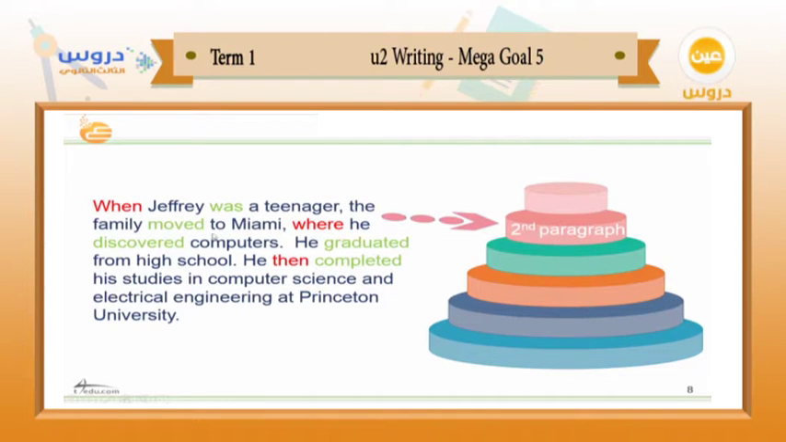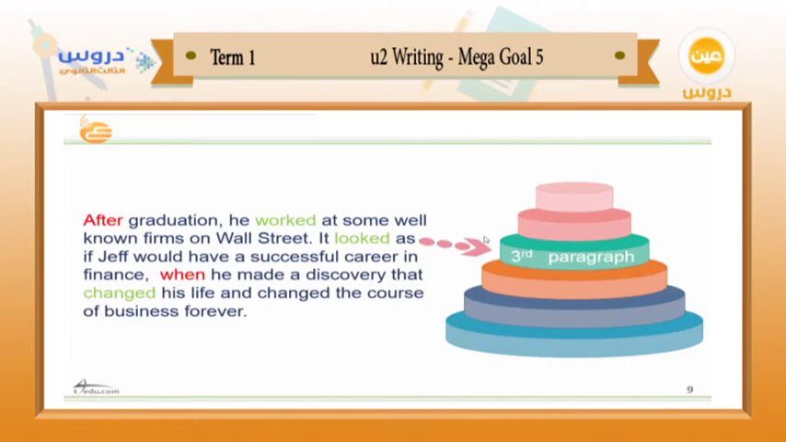The family moved to Miami. This is what happened, the event in his life. Where he discovered computers, where, something related to the place. And he then completed his studies. After graduation, he completed his studies. So this is the second paragraph, which talks about the second stage in his life when he was a teenager.